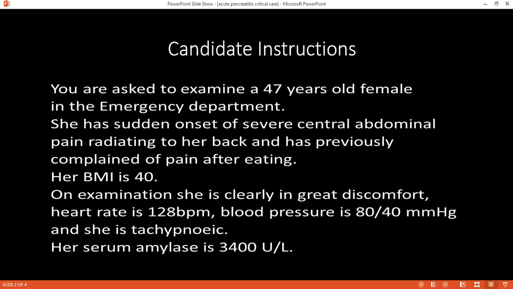Serum lipase is more specific, ma'am. Okay, can you name two situations in a patient with acute pancreatitis when serum amylase level is normal? It can be when there is a delay in the presentation, when the patient comes to you after the attack, and second is in chronic pancreatitis. Very good.